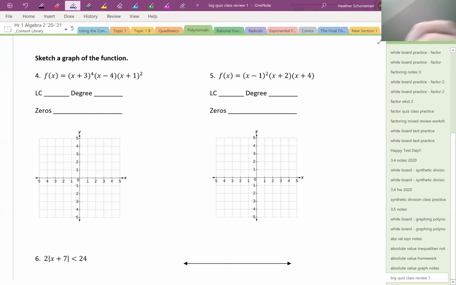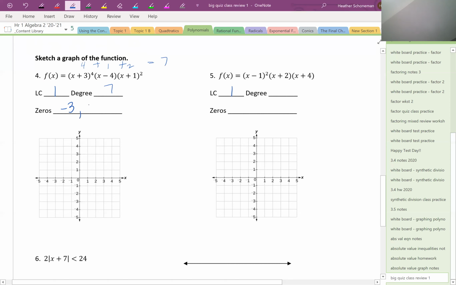All right. Number 4 and 5, we're sketching the graph of the function. Well, in these particular problems, the leading coefficient is always 1. The degree, there's 4 of these, 1 of these, and 2 of these for a grand total of 7. So my degree is 7. My zeros would be -3, 4, and -1. Because it's positive with an odd degree, I'm going to go up to the right and down to the left.